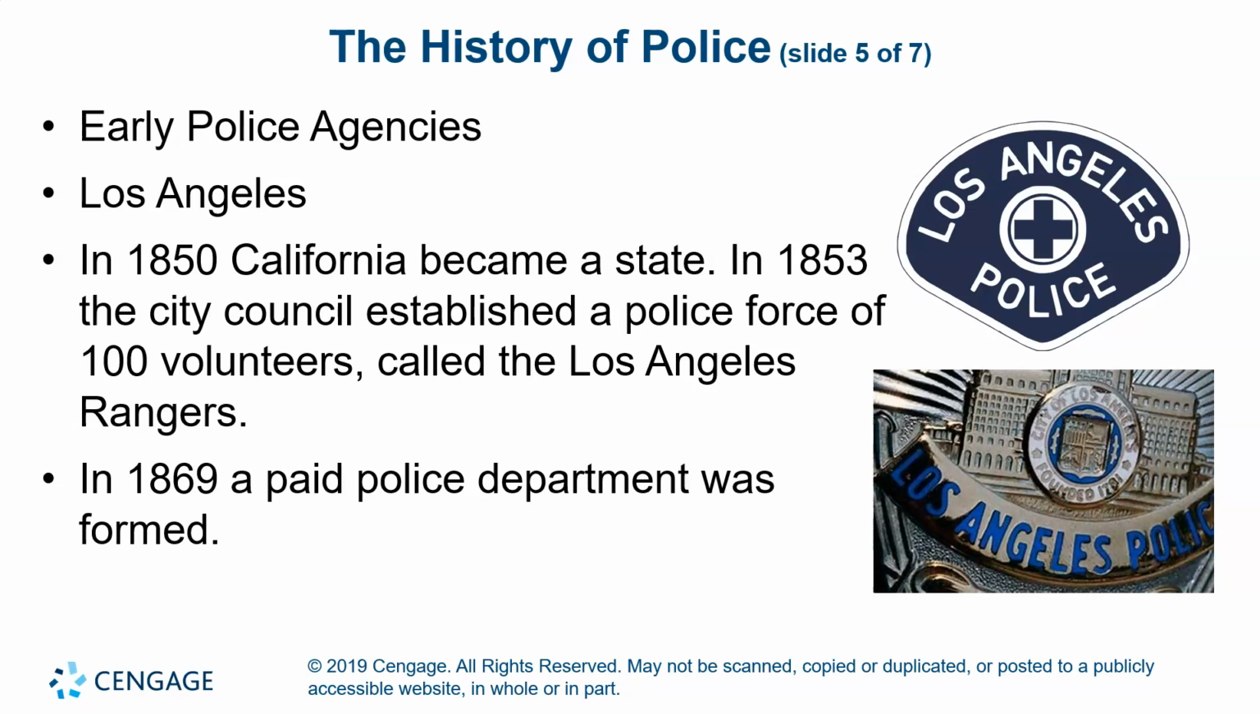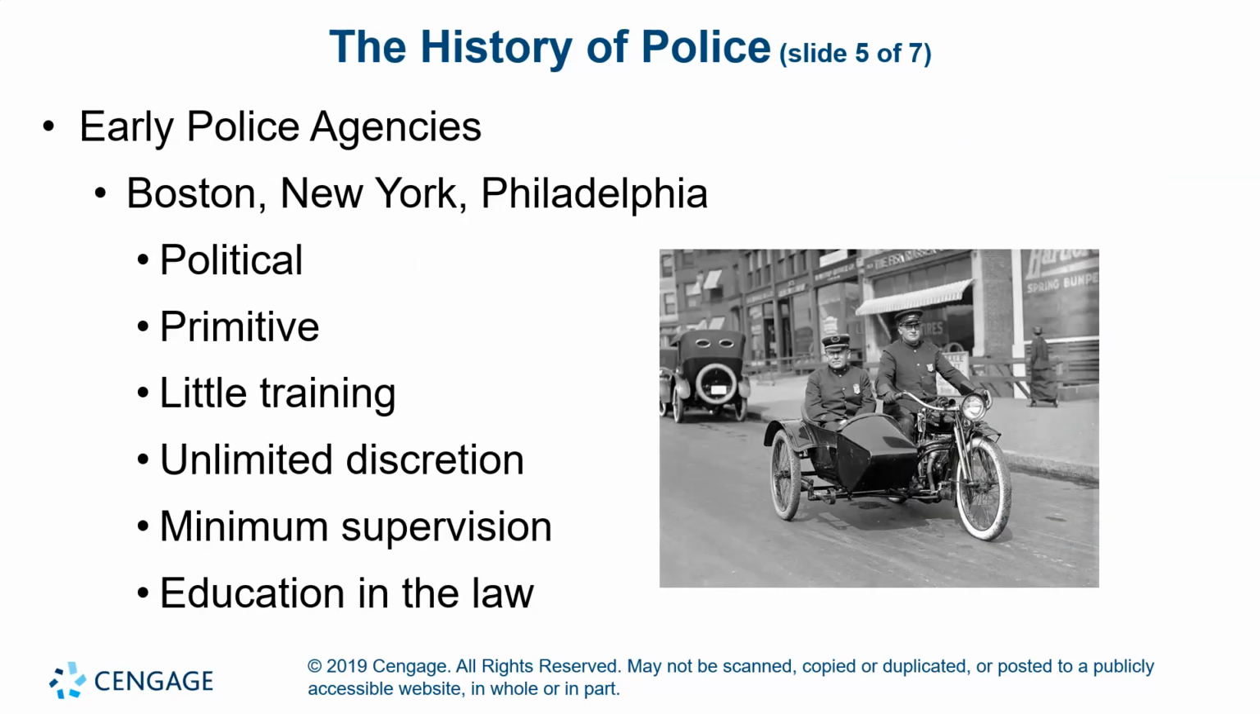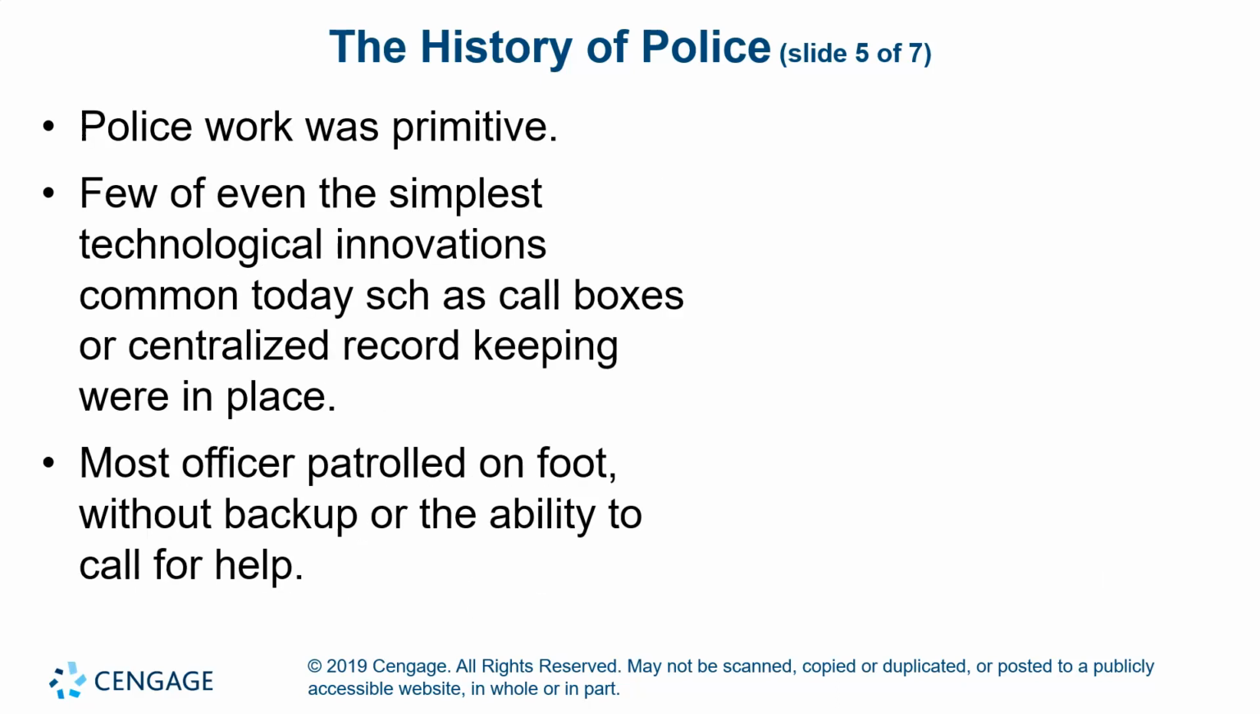In 1869, a paid police department was actually formed. So, back to the early 19th century again. In Boston, we know that these early police agencies, Boston, New York, Philadelphia, were political and primitive, with little training, unlimited discretion, and hardly any supervision. Honestly, they really weren't even trained. So a lot of issues back then, okay?